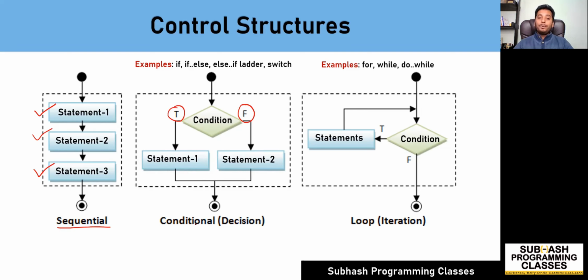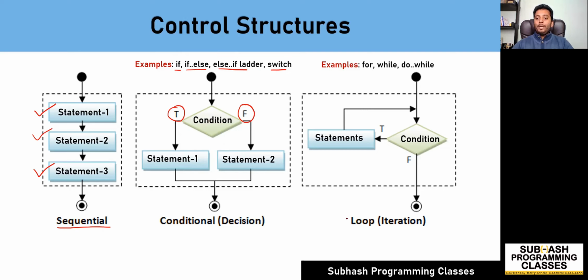The examples of conditional control structures include the if else statement, else if ladder, and switch statements. We can program conditional control structures using these constructs. Again, let me repeat: if you want to implement conditional control structures in your C program, you will have to make use of statements like the if statement, if else statement, else if ladder, or switch statements.